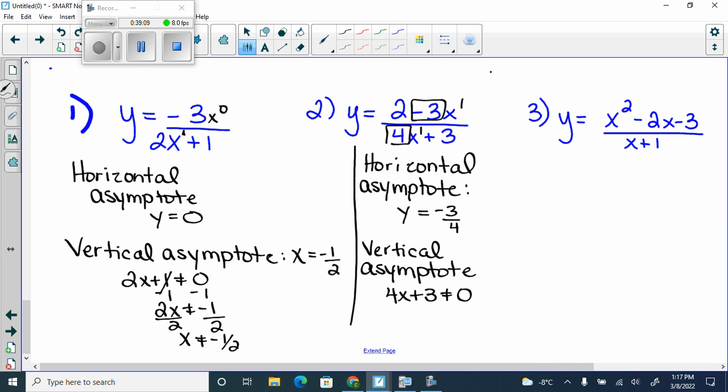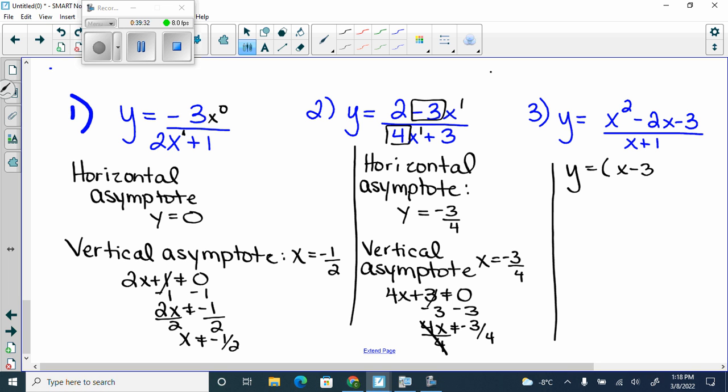Okay, anyways, 4x cannot equal negative 3, so x equals negative 3 over 4. Again, how did I do that twice? I don't even know. Okay, we factored the top. What multiplies to give me negative 3 and adds to give me negative 2? It's going to be x minus 3, x plus 1. And the bottom is x plus 1. So the bottom is going to cancel off. So it's no longer a vertical asymptote. It's a point of discontinuity.